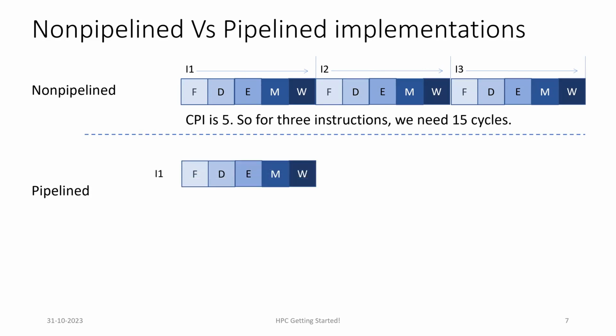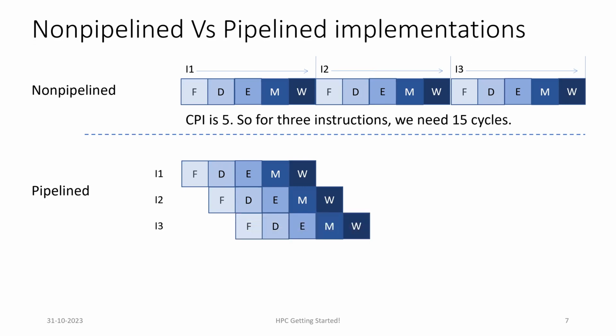We take the first instruction and fetch it. If we assume that one column is one cycle, in the very first cycle, we are going to fetch instruction 1. In the second cycle, instruction 1 will be moved to the decode stage and instruction 2 will be fetched. We are not going to make the fetch stage idle. We want to engage it. So in the third cycle, I1 moves to the execute stage, I2 moves to decode, and I3 moves to fetch, and so on and so forth.